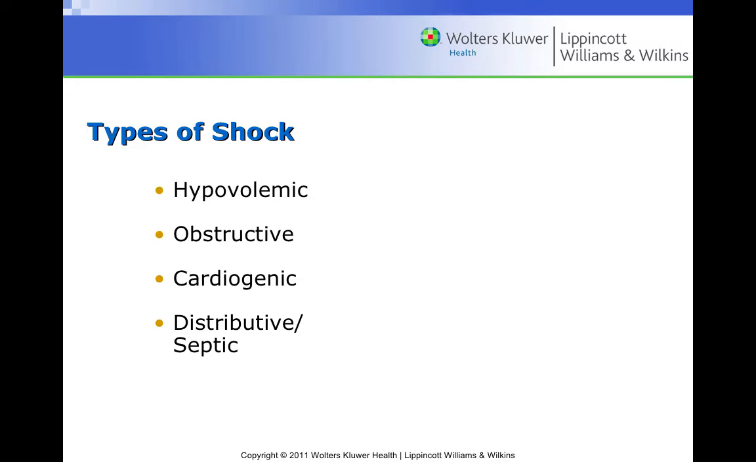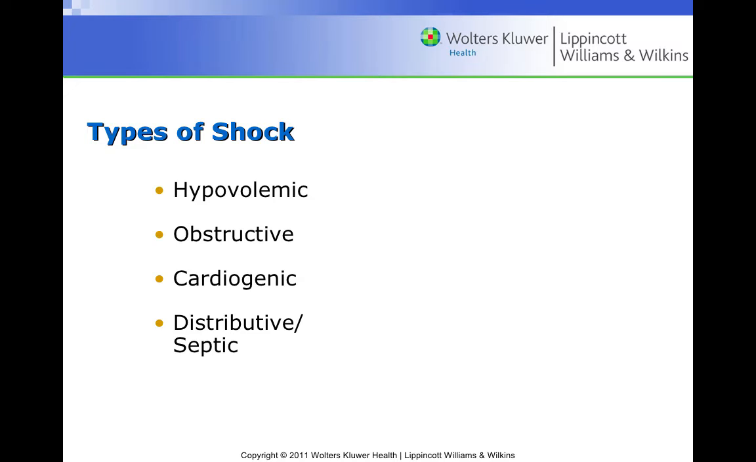In this chapter, they talk about various types of shock, from hypovolemic, meaning a decrease in blood within the body due to hemorrhage, to obstructive, which usually occurs related to cardiac tamponade or a pulmonary embolus or a pneumothorax or some major disruption in the blood flow.